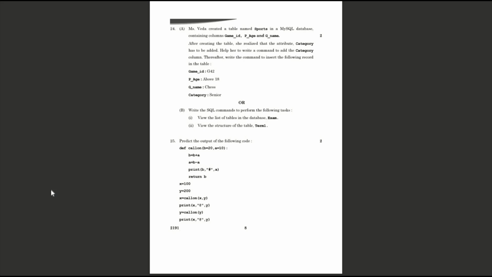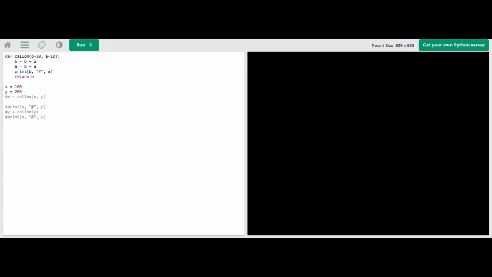Question 25 says, predict the output of the following code, where we have defined a function called call on with two parameters b and a having default values. And after that, we have a couple of print statements based on the assigned values. Let's understand the code in sequential way. So at first, we have a function call on, and we are passing default value for b as 20 and for a as 10.